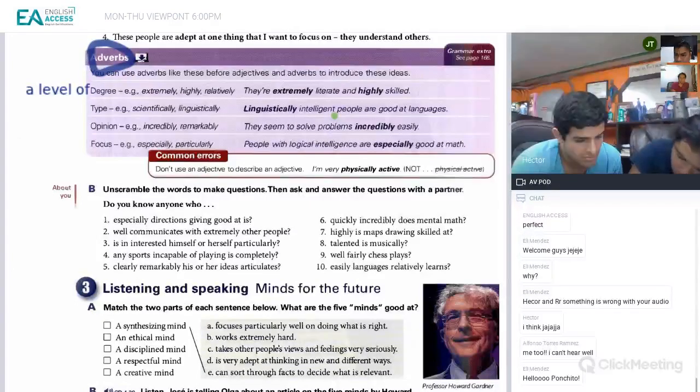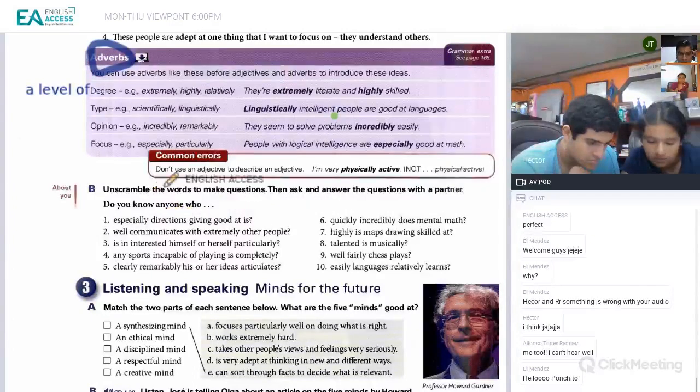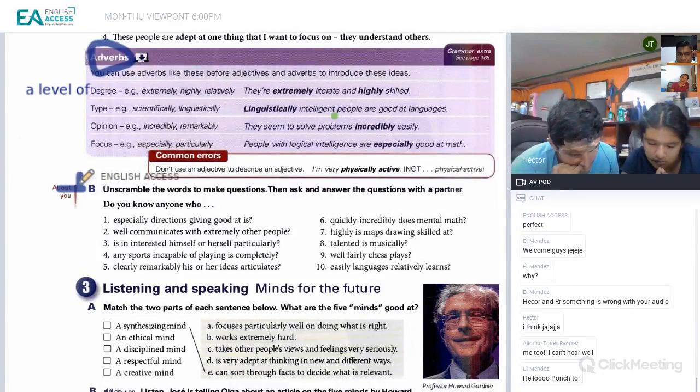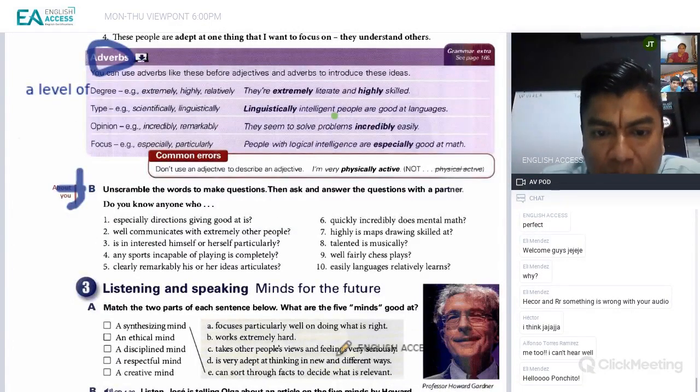I know someone who is special, especially good at giving directions. We have to unscramble the questions. We have to ask the questions correctly. So I'll give you an example in a second.